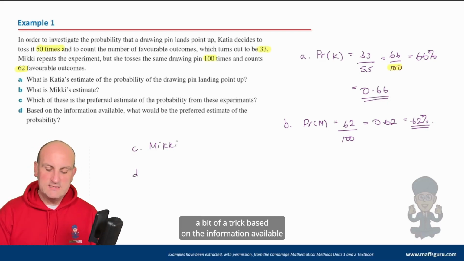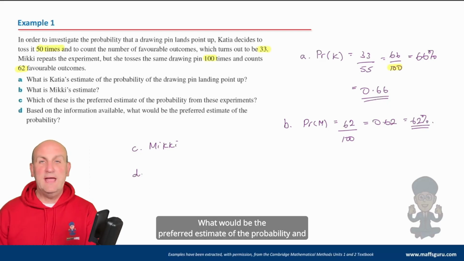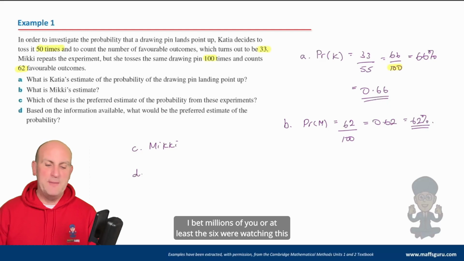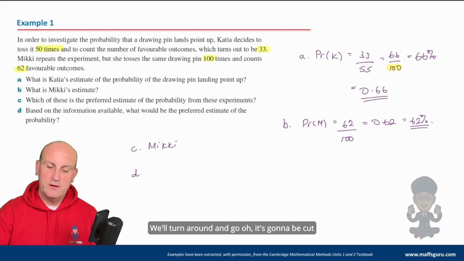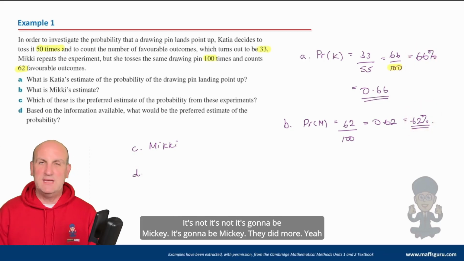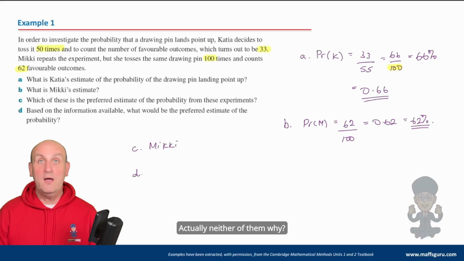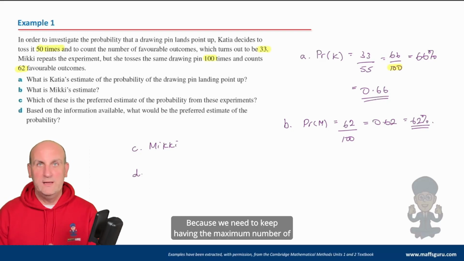Now, part D is a bit of a trick. Based on the information available, what would be the preferred estimate of the probability? And I bet millions of you, or at least the 6 who are watching this, will turn around and go, oh, it's going to be Katia. No, it's not. It's going to be Mickey. They did more, yeah? It's actually neither of them. Why? Because we need to keep having the maximum number of trials.